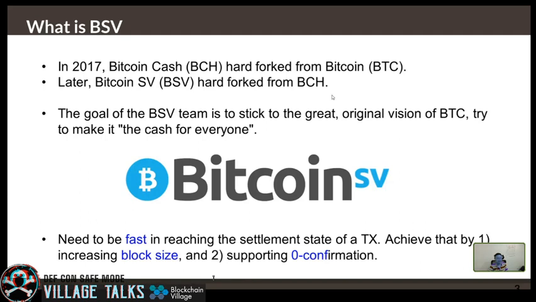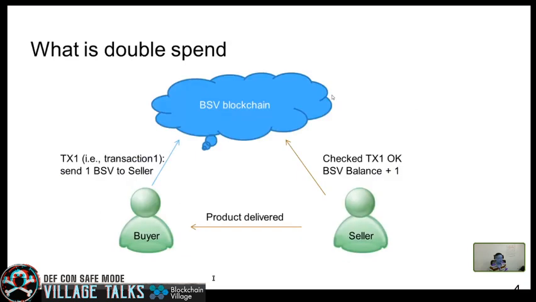To achieve that, you need to be fast in reaching the settlement state, just like cash is nowadays, right? So they have to achieve this by enabling certain technical characteristics. The core concepts, I think, are first to increase the block size, and second to support zero confirmation. That's what they claimed. So this is BSV.